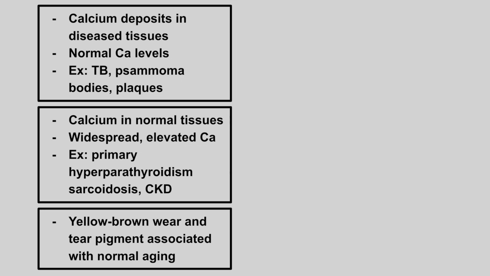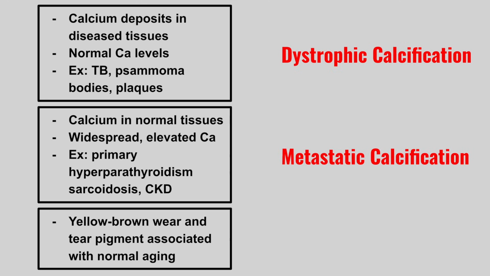Next, we have calcium deposits in diseased tissues, normal calcium levels, and examples are TB, psammoma bodies, and plaques. This is dystrophic calcification. The next one is calcium in normal tissues. It's widespread. Patients will have elevated calcium, and examples include primary hyperparathyroidism, sarcoidosis, and chronic kidney disease. This is metastatic calcification. Next, we have yellow-brown wear and tear pigment associated with normal aging.